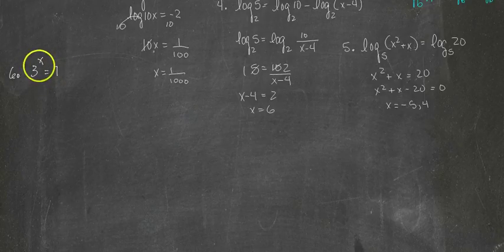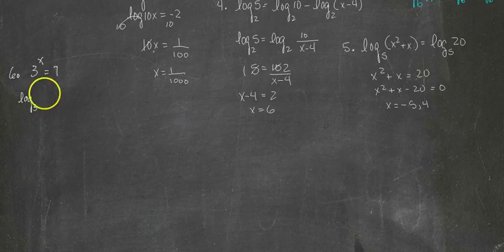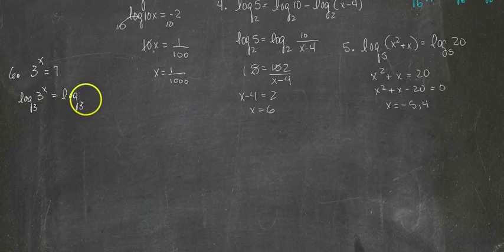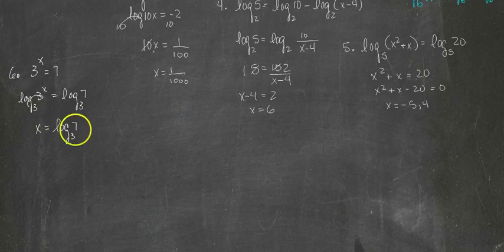Well, in this case, I could get rid of this 3 if I were able to raise this side to the log base 3. So log base 3 of 3 to the x, totally legal as long as I do it to the other side too. So log base 3 of 7. So this cancels and I get x equals log base 3 of 7. That was pretty snazzy, I think. This is a process called taking the logarithm of each side, and you can choose any base you want as long as it's the same base on both sides.